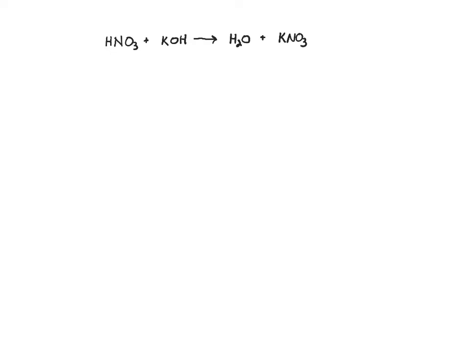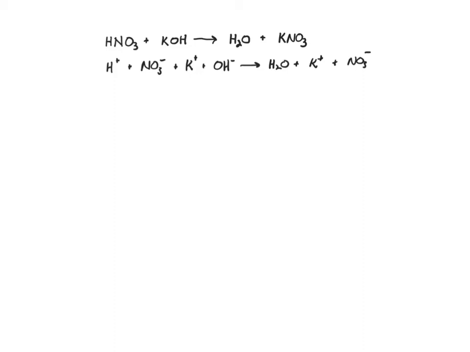Now what I'm going to do is look at this a little bit differently. I'm going to look at it in terms of an ionic equation. We talked about this a couple chapters ago, where the HNO3 can be broken up into H+ plus nitrate, plus K+ OH-, which gives us water plus K+ nitrate.